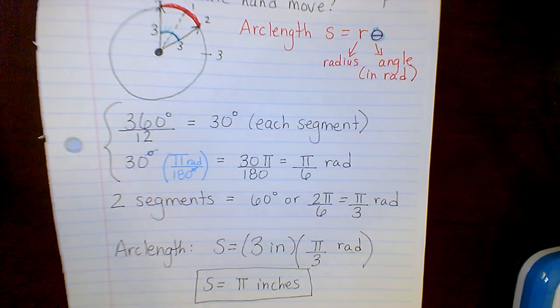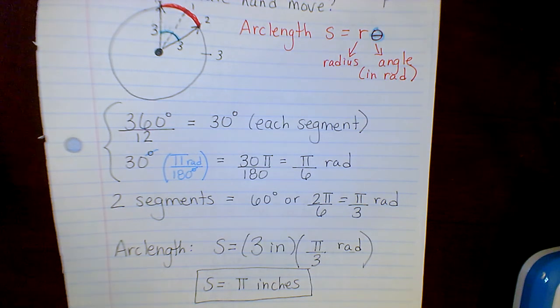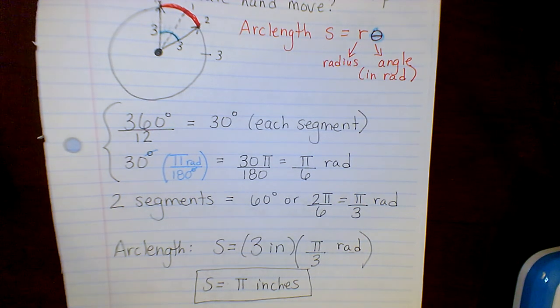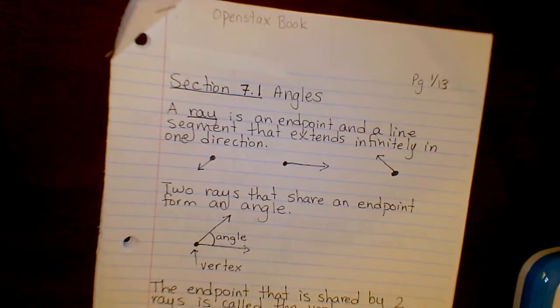If you wanted to approximate that and write that as a decimal, you could. A lot of times, if we can leave our answer exact without it being too messy, then we'll leave it exact. So, okie dokie. So that concludes section 7.1.